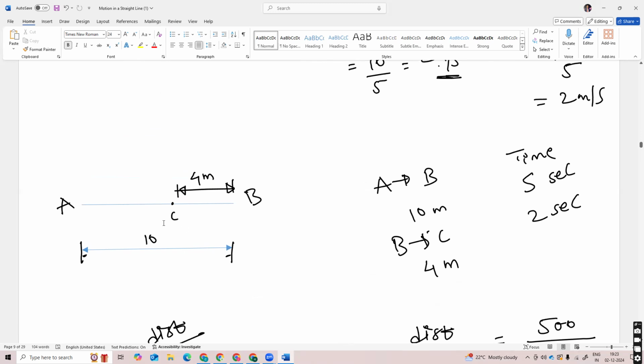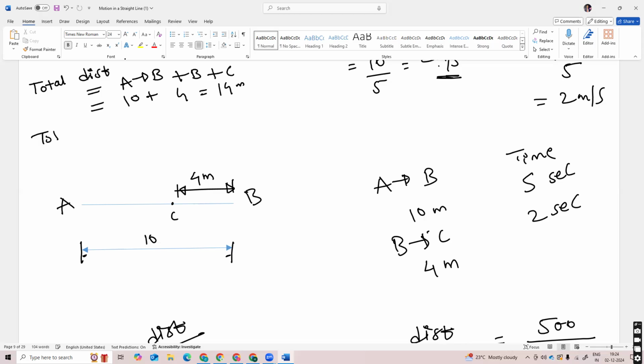Now let's come back to this question. So this vehicle has moved from point A to point B in time 5 seconds, and the distance covered from point A to B is 10 meters. Again, it has moved from point B to C, which is basically 4 meters towards the left of B, and the time taken was equal to 2 seconds. So total distance covered was A to B plus B to C. So it is equal to 10 plus 4 equal to 14 meters.